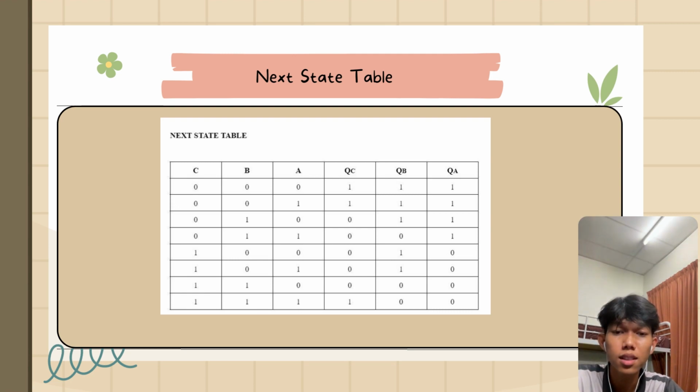So next step, we must do the state table. What is a state table? A state table is when we compare the present state and the next state. So for example, here 0 0 0 we get from input C, B, A. Then the next state is 1 1 1. All of this we get from the state diagram that I mentioned earlier.